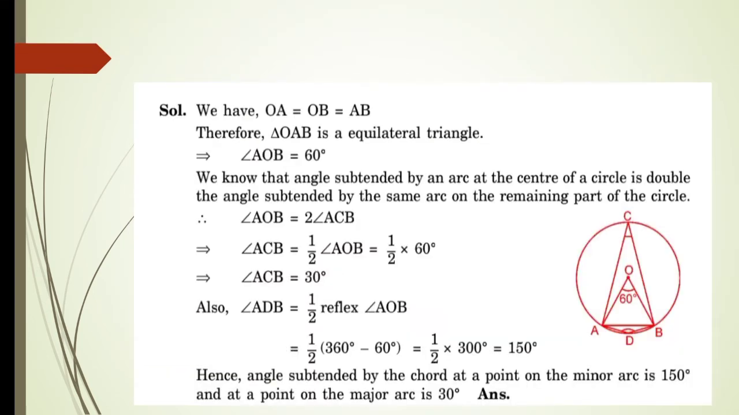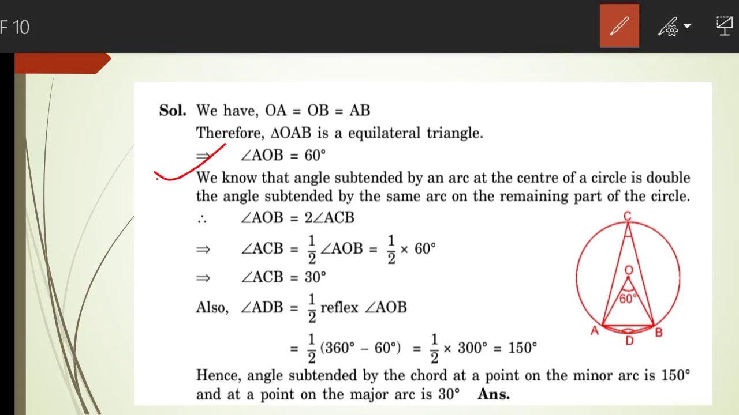The diagram is like we have drawn. AOB is an equilateral triangle. Here we have AO equal to OB, which are the radii, and AB is the chord. So AB is also equal to the radius. So we have an equilateral triangle. So each angle is 60 degrees. We know that the angle subtended by the arc at the center is double the angle subtended by the arc on the remaining part of the circle. That means we are using theorem number 8.